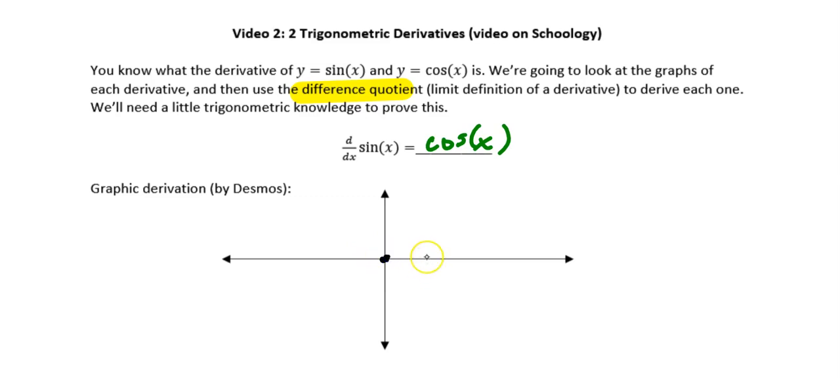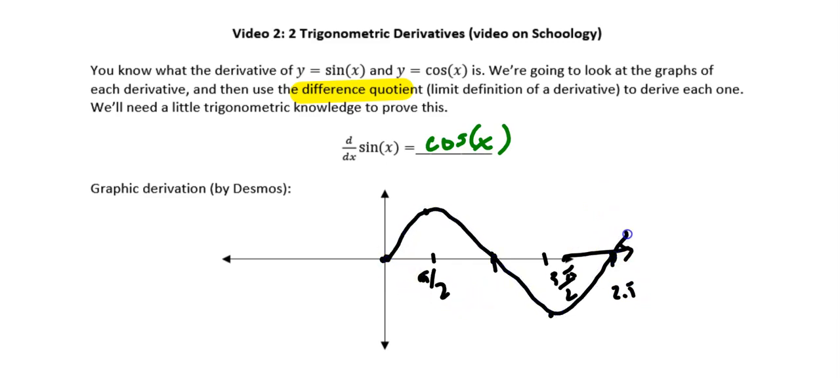I got 0, 0. At pi over 2, sine is at 1. At pi, I'm at 0. At 3 pi over 2, I'm at negative 1. And at 2 pi, I'm at 0 again. And similar happens here. So this is a graphic derivation by Desmos.